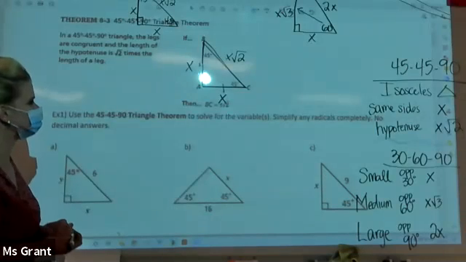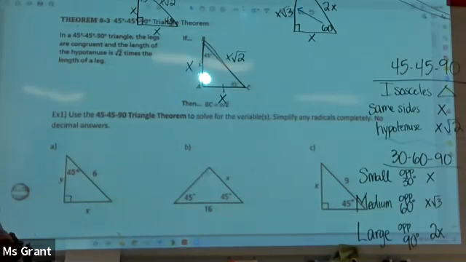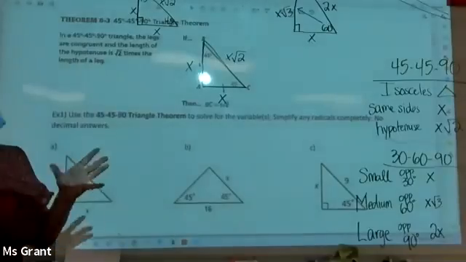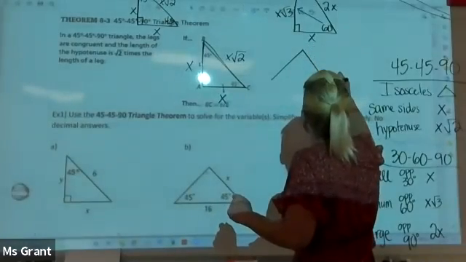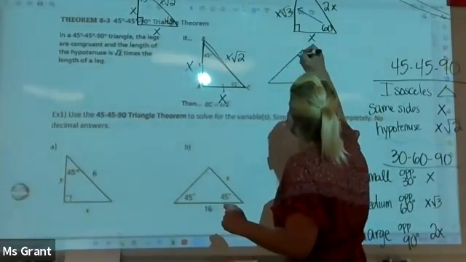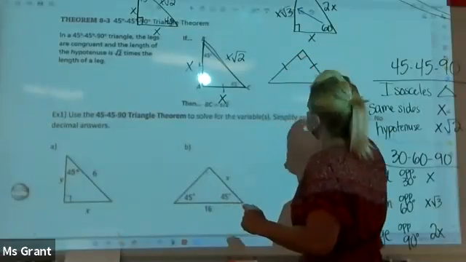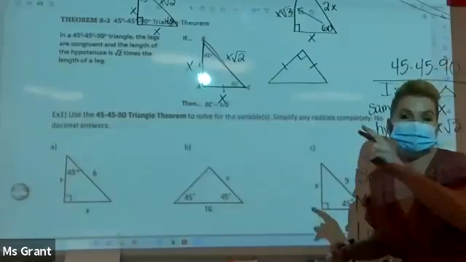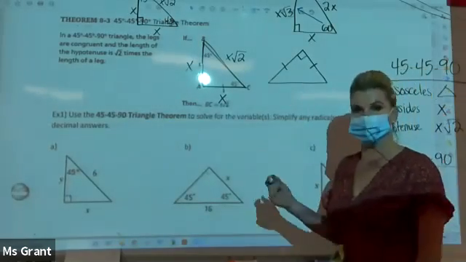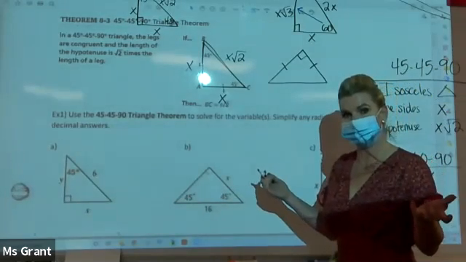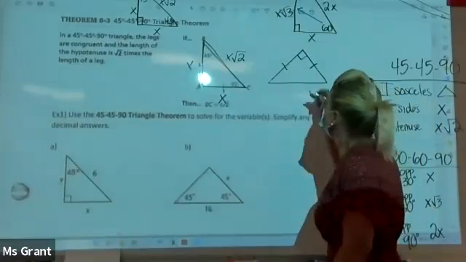So I have a triangle that looks perfect, easy. What if I switch it around on you and I make it look like this? And I only give you those two little congruent signs. Would you recognize this as 45, 45, 90? Isosceles, right?